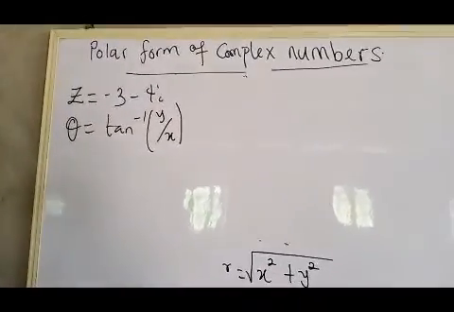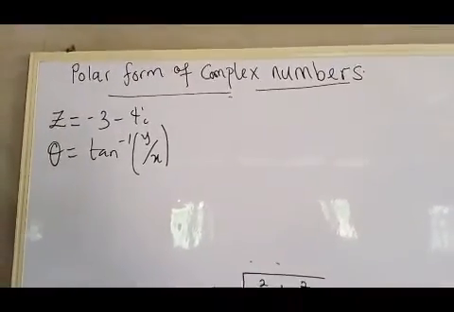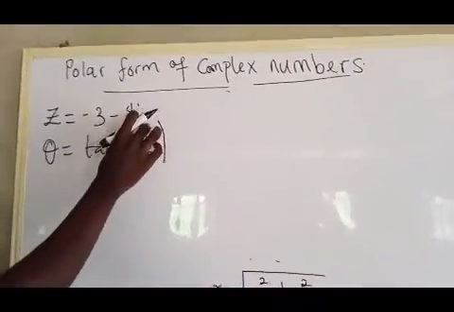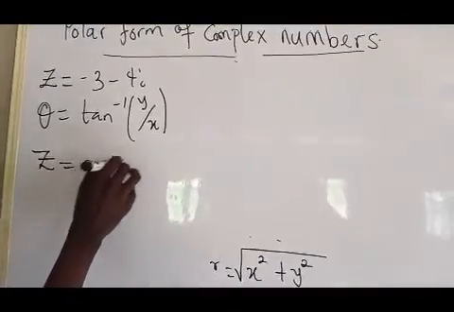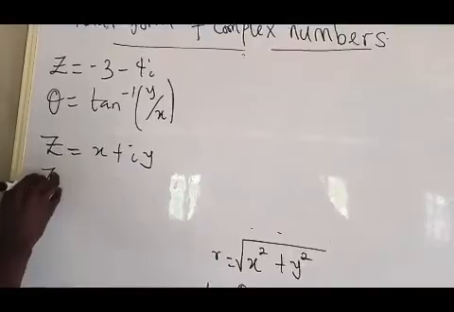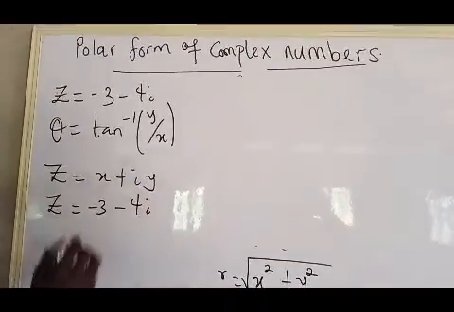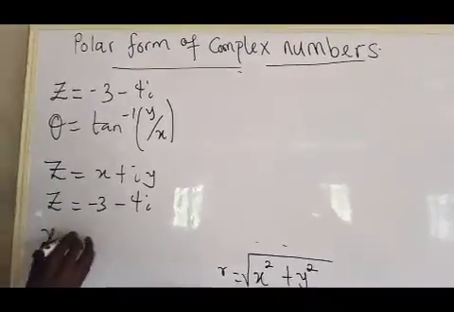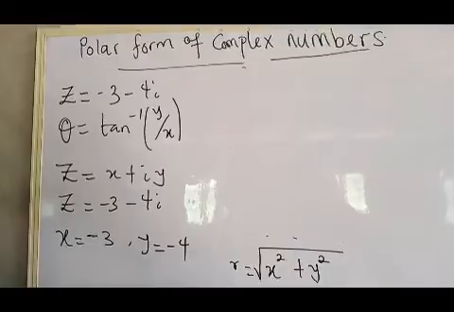Now you have to first get your y, and you know your y from here. z equals x plus iy, and we have z equals minus 3 minus 4i. So from there you can say that your x is minus 3 and your y is minus 4. I get what I'm saying.